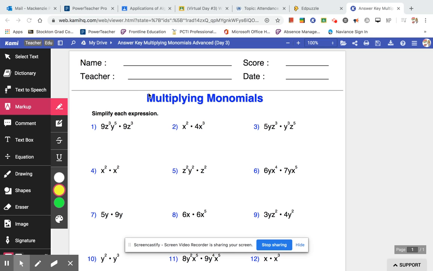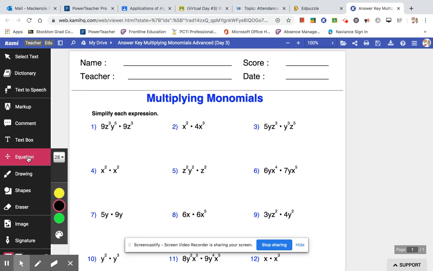Alright guys, so this is going to be your answer key for your classwork for multiplying monomials. I'm going to go through and type out the answers for you. If you didn't do as well on your classwork as you'd like, you can watch this video and fix the answers where you need to fix them. So the biggest thing to remember first is you want to try and use the equation button.